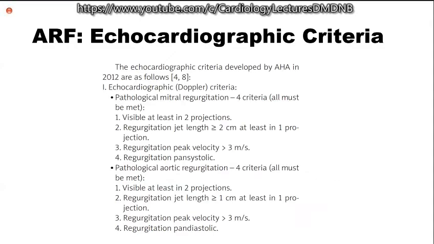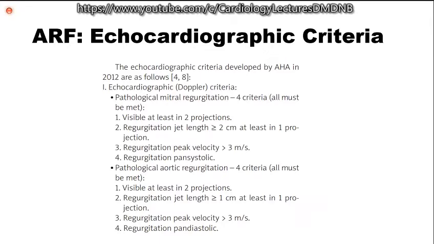Then what is the echocardiographic criteria of acute rheumatic fever? The echocardiographic criteria can be classified into two categories. One is the Doppler criteria and the other is echocardiographic or structural criteria. What is the echocardiographic Doppler criteria?